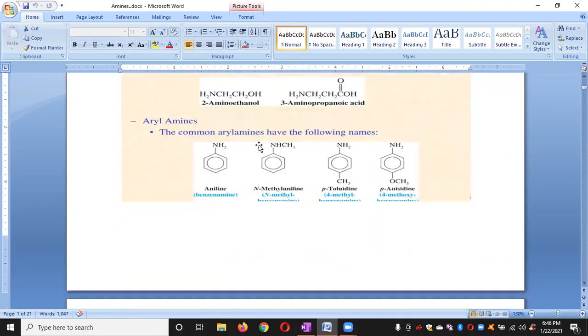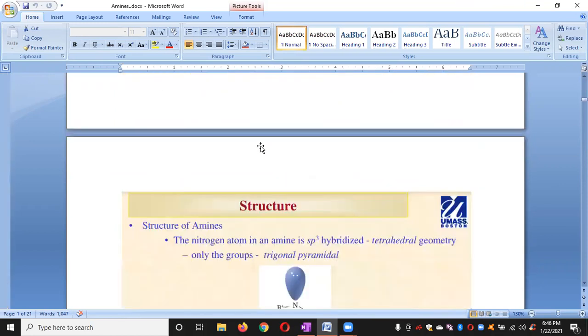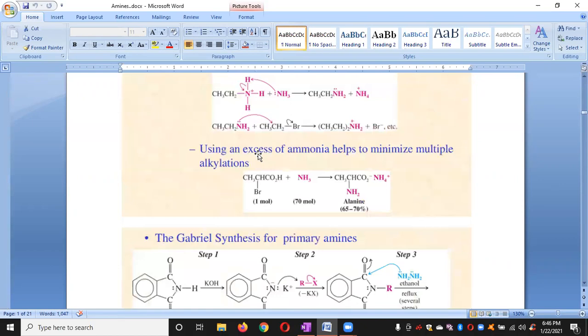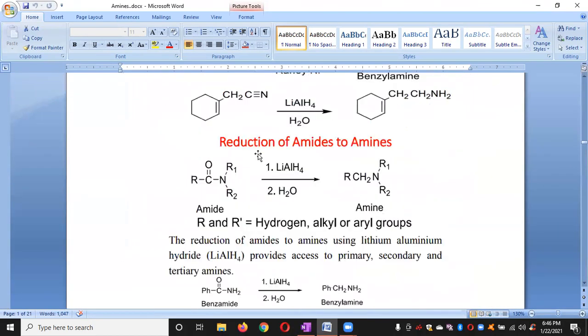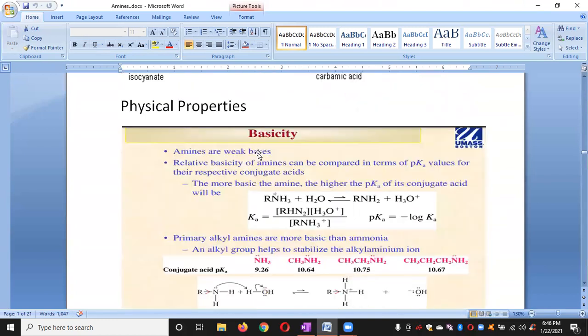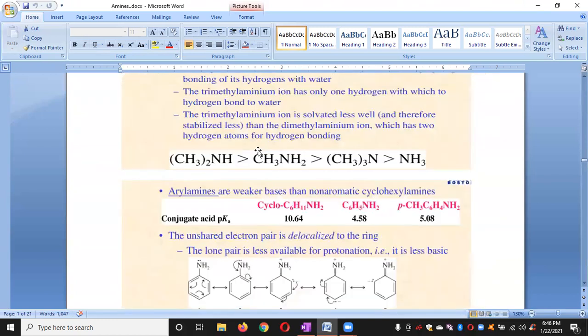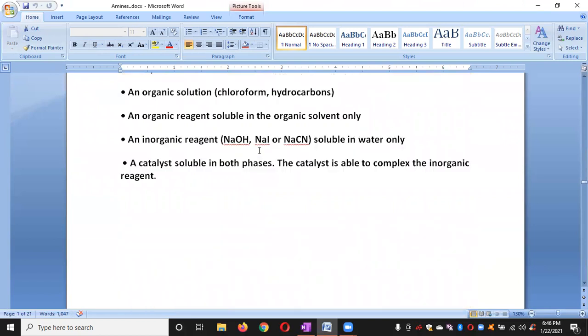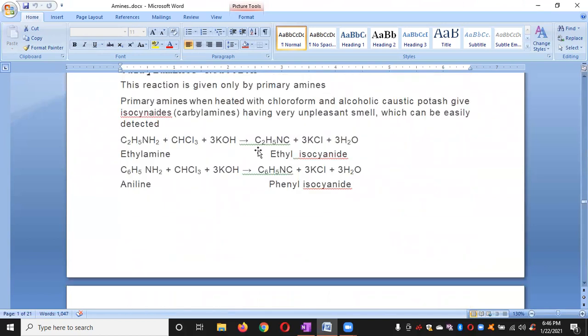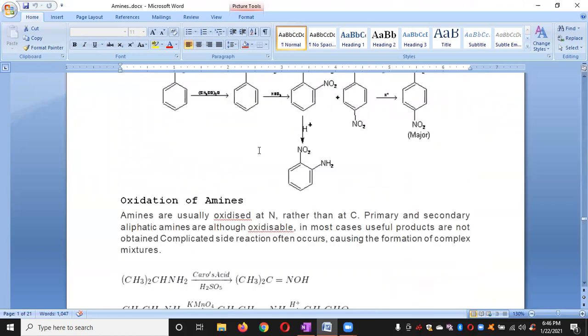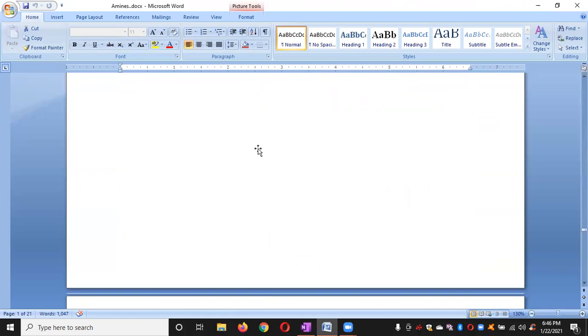So how can we prepare benzene diazonium salt? Benzene diazonium salt can be prepared by using amines. Whenever an amine is treated with nitrous acid in presence of HCl, and the temperature should be 0 to 5 degrees centigrade, it will give a substance called benzene diazonium salt, or you can say benzene diazonium ion, or we can say sodium benzene diazonium salt.